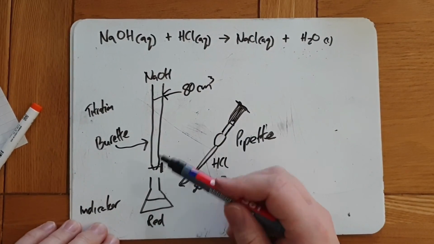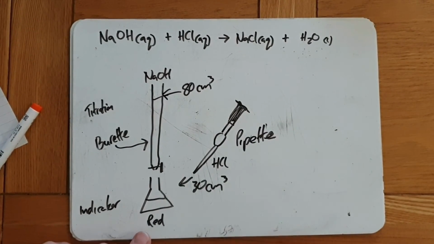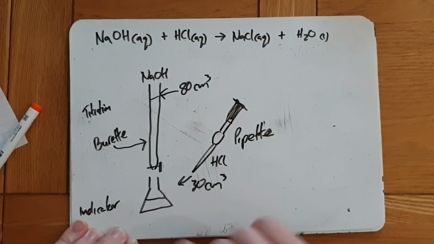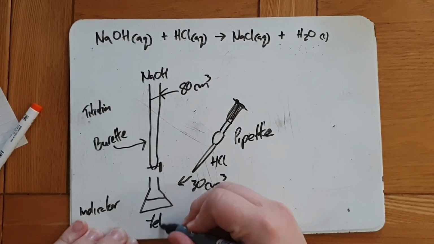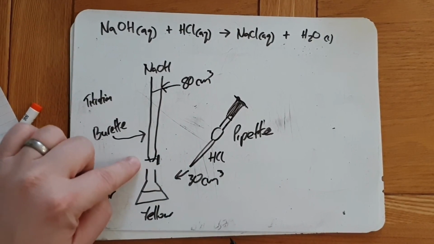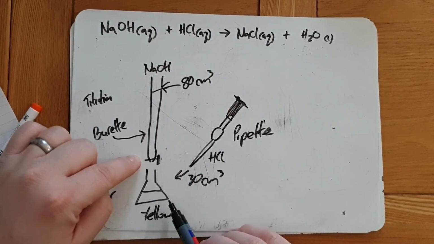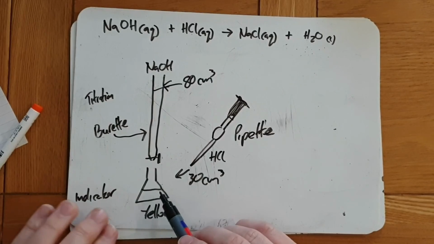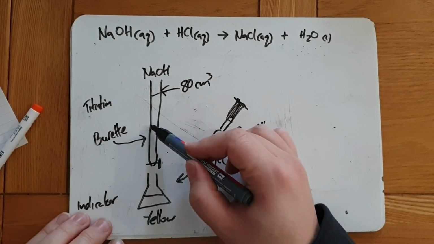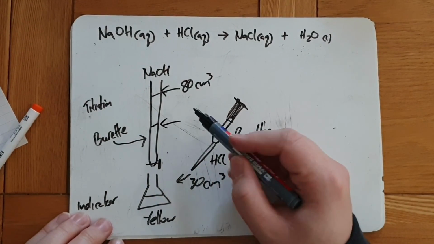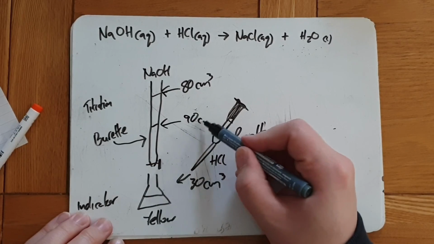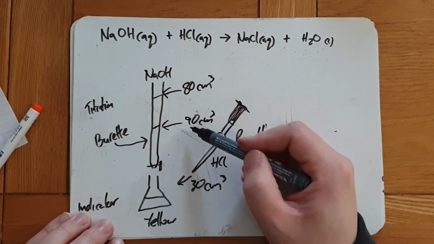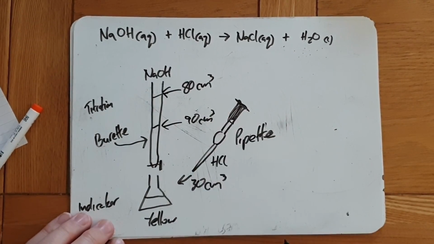Then we start adding it a drop at a time, and we're watching this methyl orange, and as soon as it changes colour, we know that it has been neutralised to yellow, so we quickly stop the tap. If we leave it running too long, we'll have added too much of this, so we need to stop it instantly as soon as it changes colour. Let's say it's dropped down to here, and we go, oh look, this is now on 90 centimetres cubed. We can work out we've added exactly 10 centimetres cubed of NaOH.